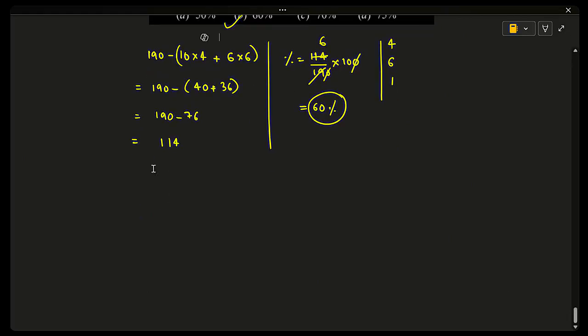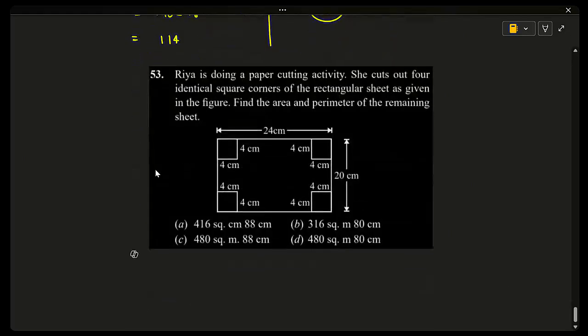Fifty-third one. Ria is doing a paper cutting activity. She cuts out 4 identical square corners of the rectangular sheet as given in the figure. Find the area and perimeter of the remaining sheet.